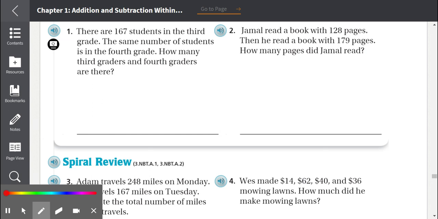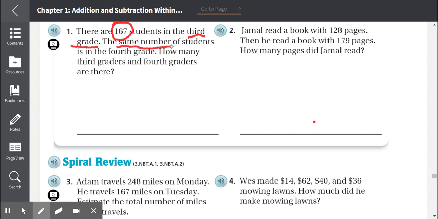Number one, there are 167 students in the third grade. The same number of students is in the fourth grade. How many third graders and fourth graders are there? So we know we're going to circle our important numbers and keywords. There were 167 students in the third grade, and there are the same number of students in the fourth grade. So they don't tell us how many were in the fourth grade, but it was the same number. So that's important. So if the third graders had 167 students and the fourth graders had the same, then that means they also had 167 students.